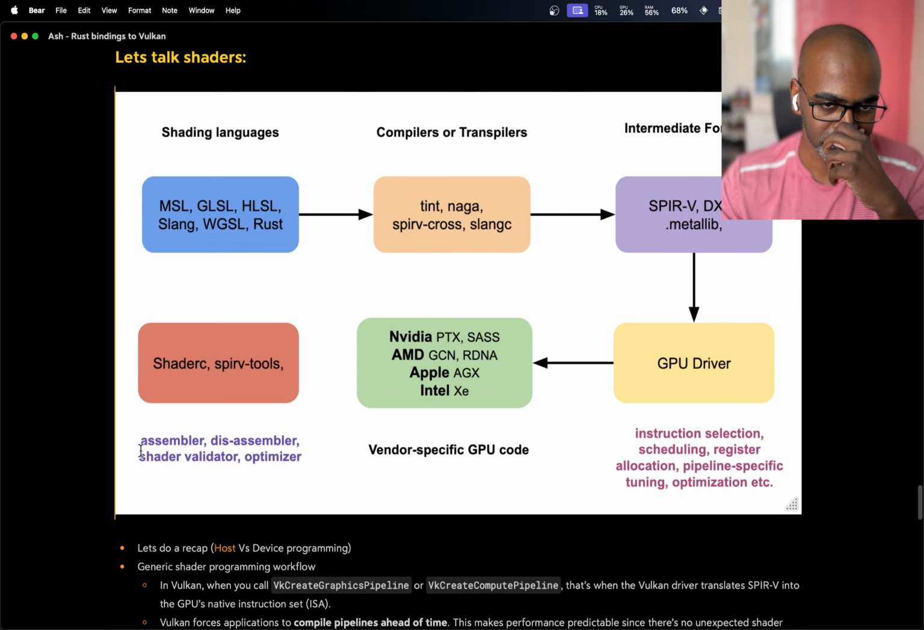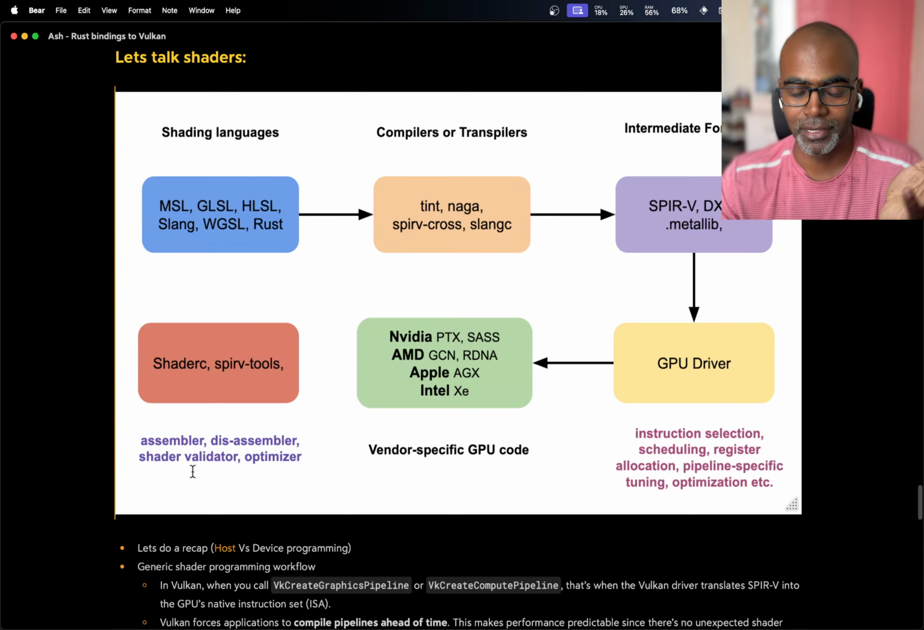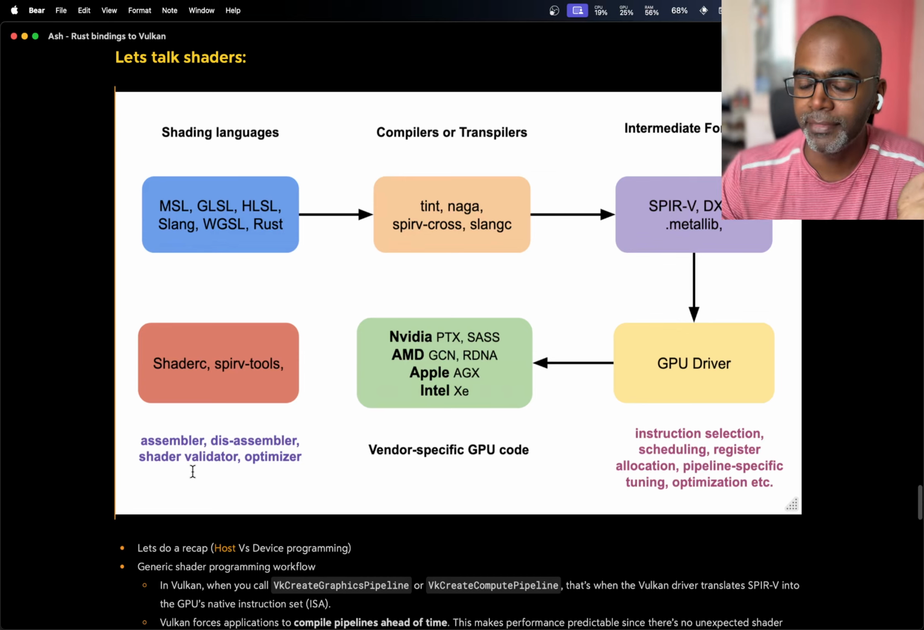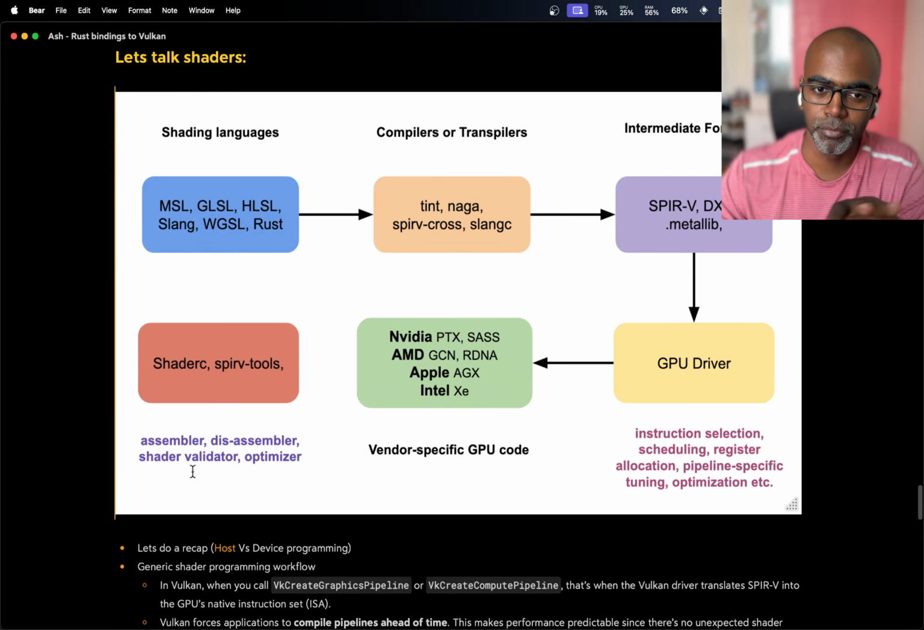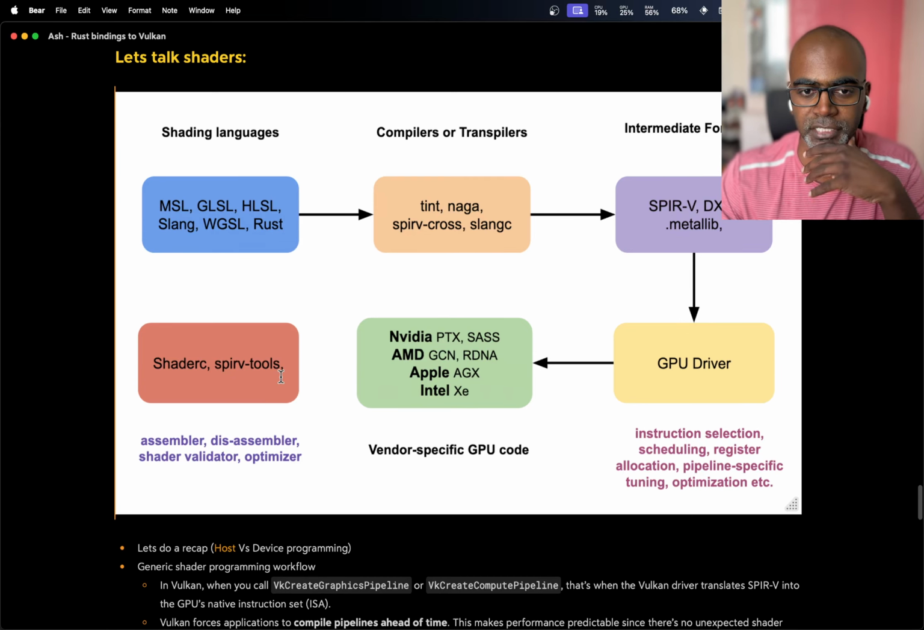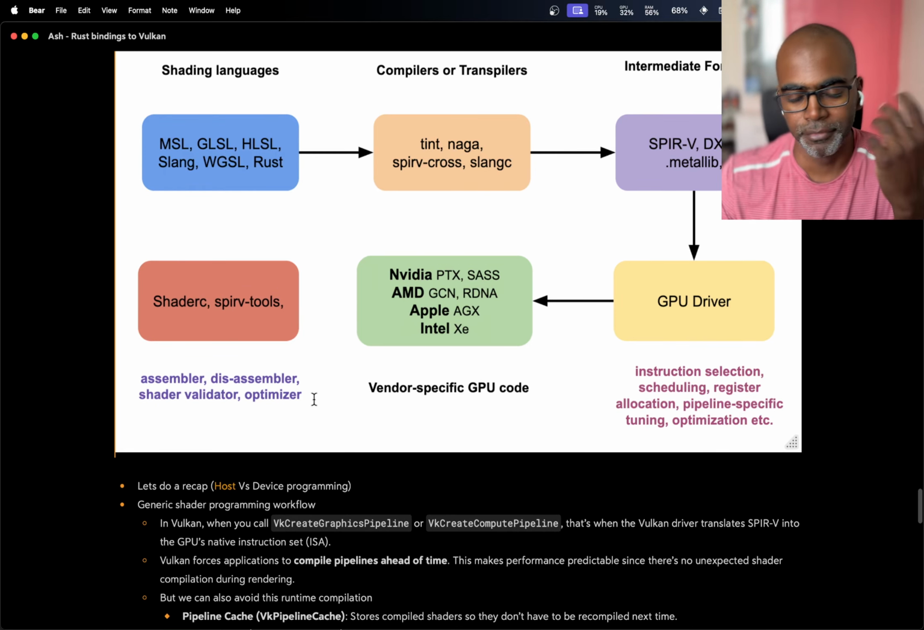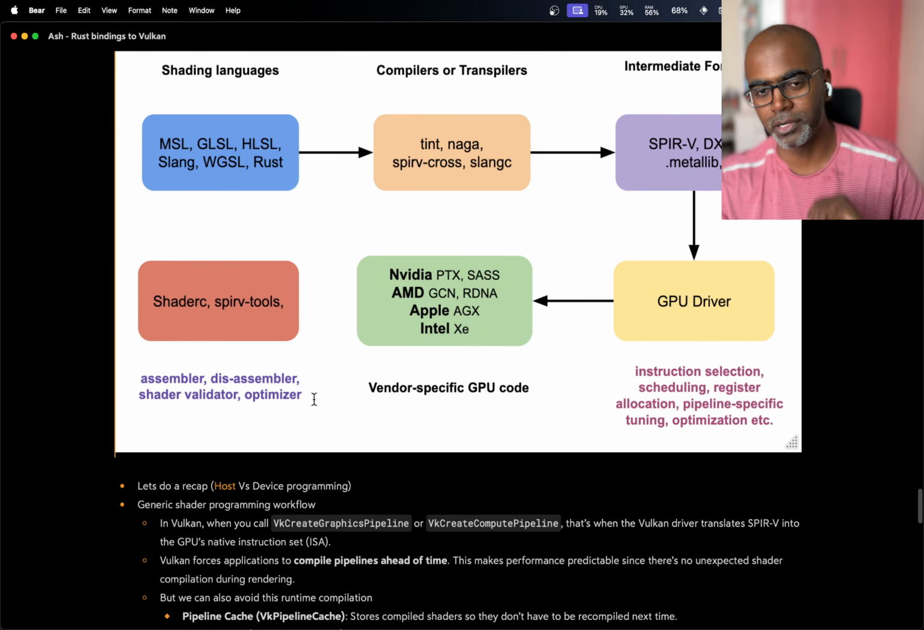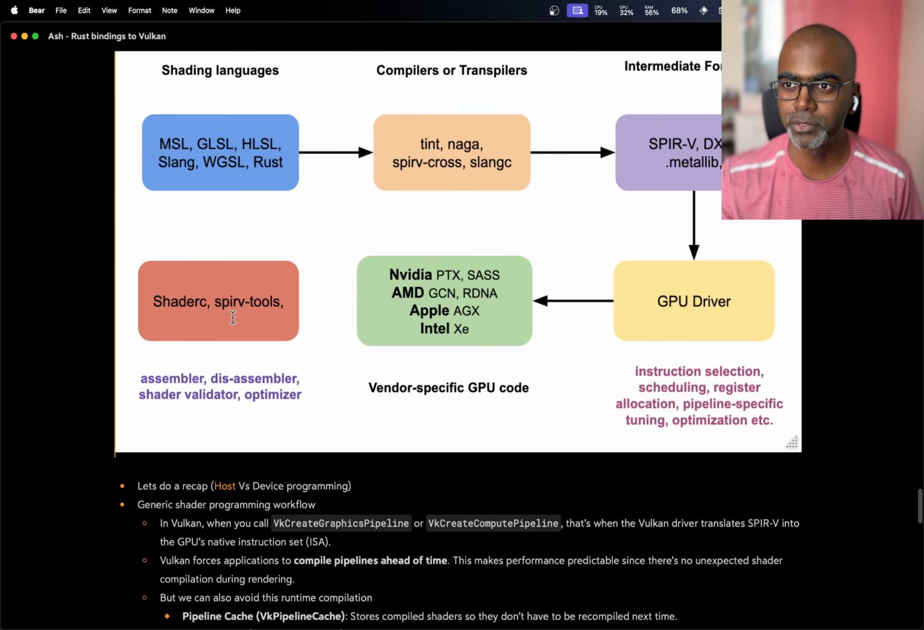So you want assemblers, disassemblers, shader validators, and you want to be able to optimize things if you can, that is. So there are tools for that: shader RC, SPIR-V tools, etc. All great. There are Rust versions for this. I think it's called RSPIR-V, which wraps around SPIR-V tools. I haven't checked it out, but yes, that is there.